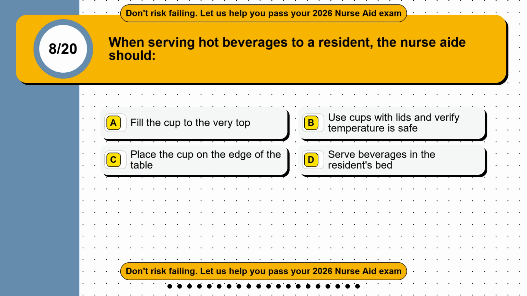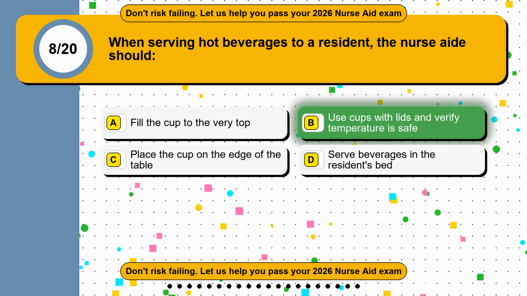Question 8. When serving hot beverages to a resident, the nurse aide should: Option A. Fill the cup to the very top. Option B. Use cups with lids and verify temperature is safe. Option C. Place the cup on the edge of the table. Option D. Serve beverages in the resident's bed. The correct answer is option B. Use cups with lids and verify temperature is safe.